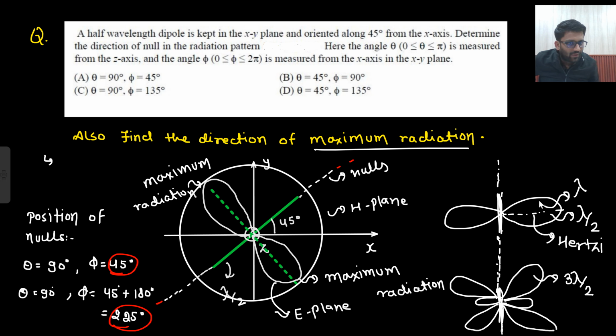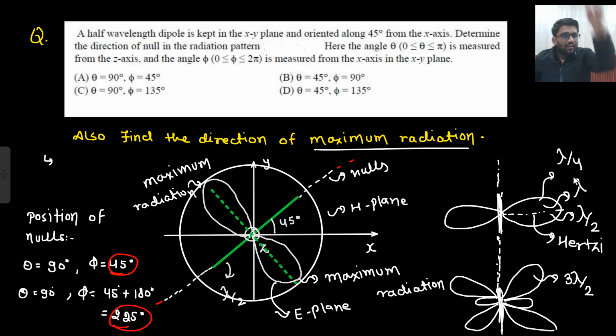For lambda by 4 as well, the same thing was there as far as I remember. I don't remember exactly, but for lambda by 4 as well, you are getting the same kind of pattern. For 3 lambda by 2, it was different. For 1.25 lambda, it was different. But for these lambda by 4, lambda and lambda by 2, you are getting this kind of pattern only.